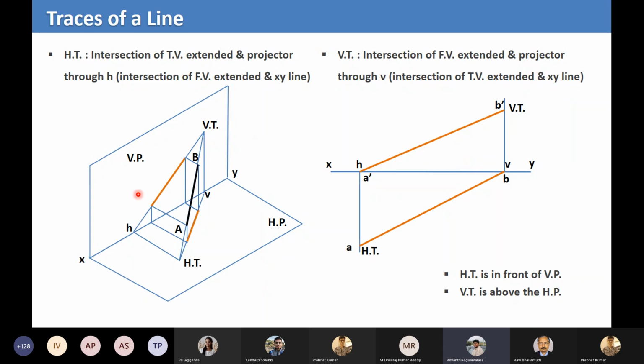There we have the front view. When we extend the front view, it intersects the XY line at the exact same H. So we can say H is the intersection of the front view extension, or the projection line from the horizontal trace. Now we go to the next slide.